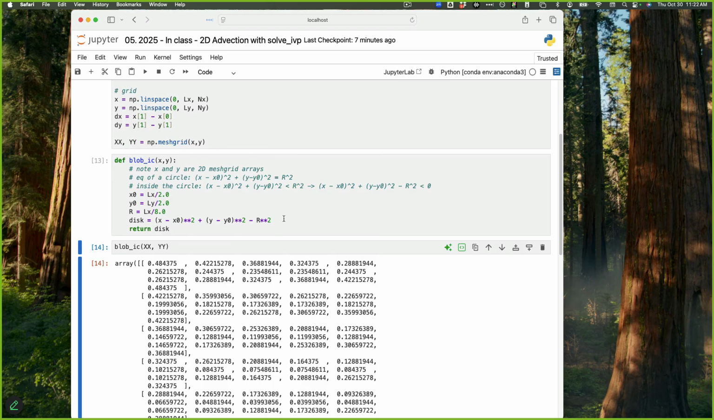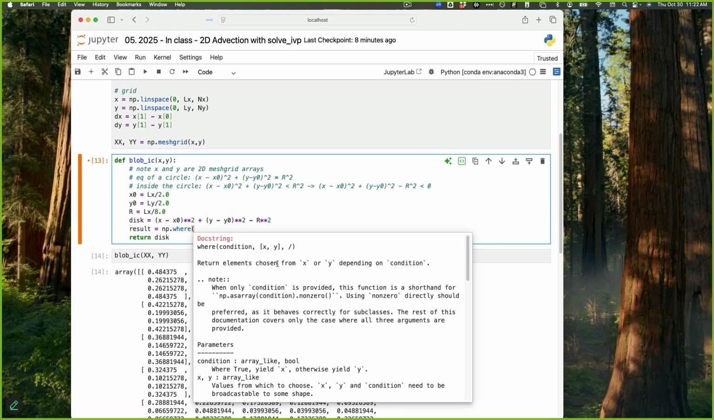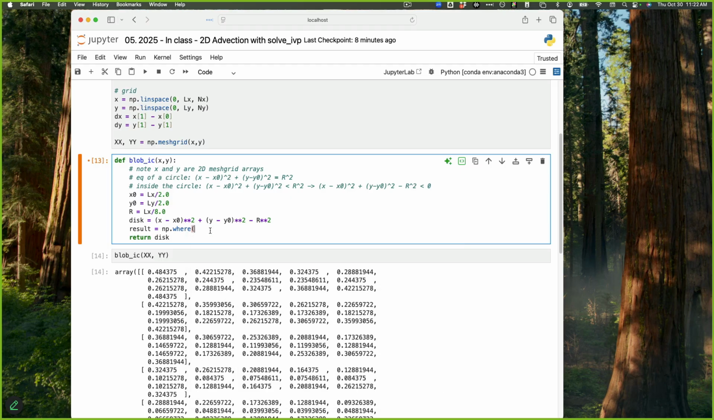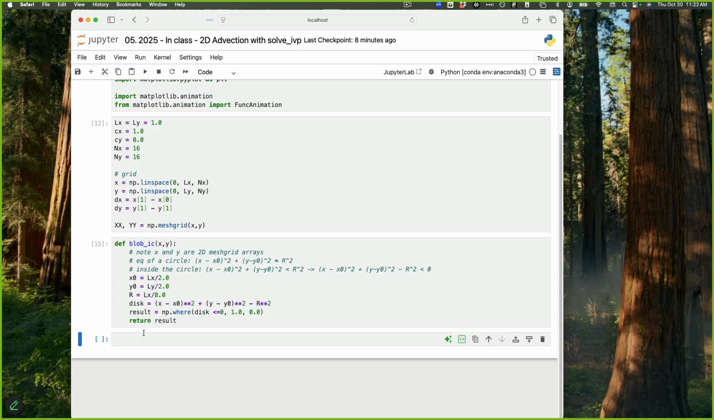So I still need one more step here. I'm going to say my result is equal, so that's going to be my initial condition. If you remember when we did numpy.where or numpy.argwhere, what numpy.where does is return elements where a certain condition is met. So where my disk is less than or equal to 0, return a value of 1, otherwise return a value of 0. Then return result.